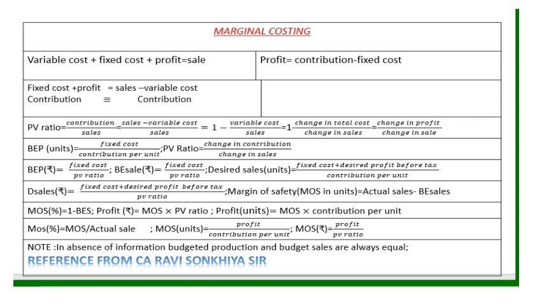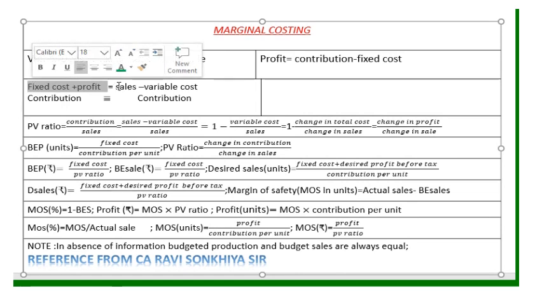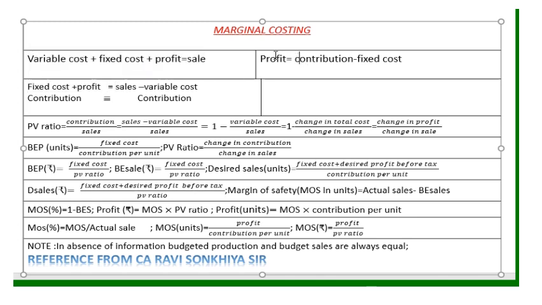Variable cost plus fixed cost plus profit is equal to sales. Fixed cost plus profit is equal to sales minus variable cost. Fixed cost plus profit is contribution. Sales minus variable cost is also called contribution. And one more formula we use in sums: profit is equal to contribution minus fixed cost.